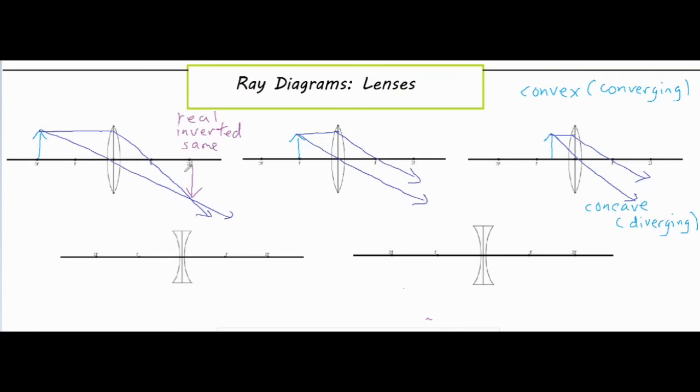This is considered inverted because it's obviously upside down, and then based on the size of the image compared to the object, you would call it smaller, the same, or larger. In our second case, it's a very unique case where the object is directly on the focal point. If we send our light ray through the middle and then the other one straight and bend it through the focus, these light rays are parallel, so there are no images produced.